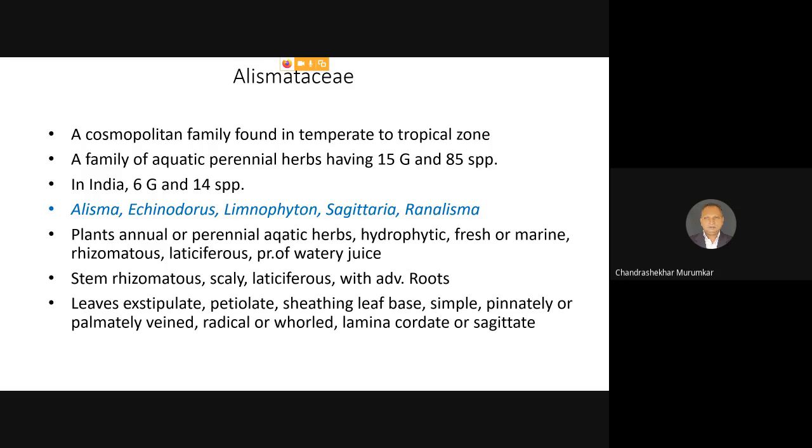Now, this particular family has freshwater as well as marine forms. There are some members, at least 2 genera, that are found in brackish water, that is, they are present in the marine area, whereas other genera are present in freshwater. So today, as far as Alismataceae is concerned, a lot of taxonomical treatment has been given to this family.